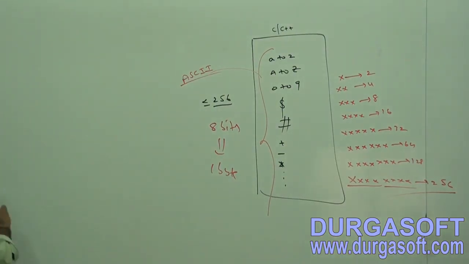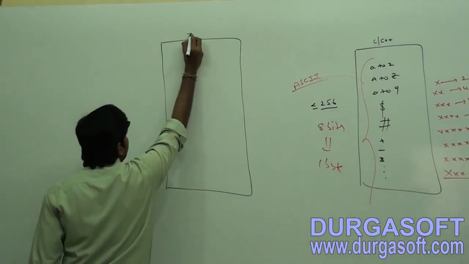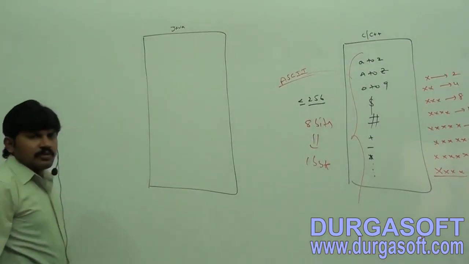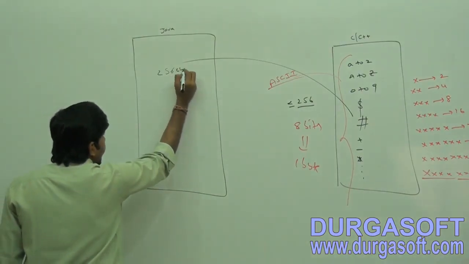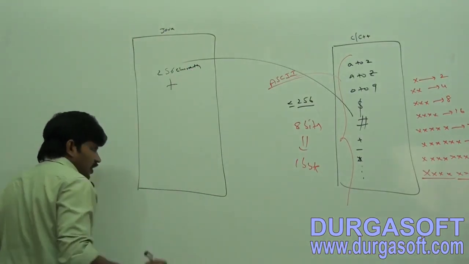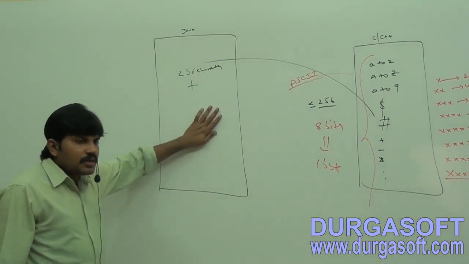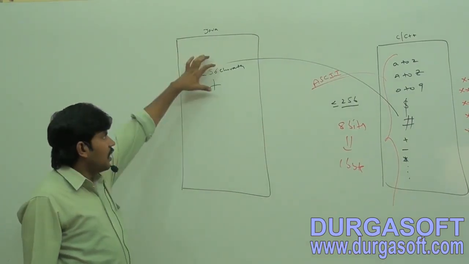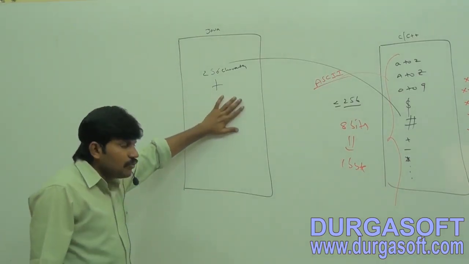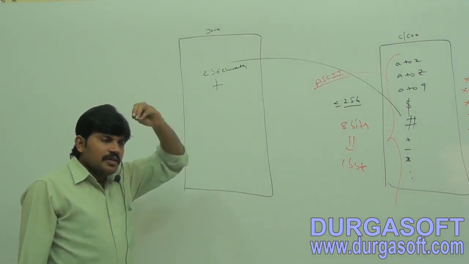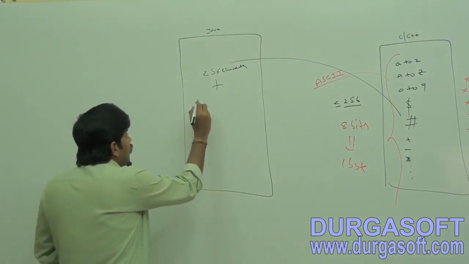Okay, let me consider Java. In a Java program, and now listen very carefully, all these 256 ASCII characters we can use. In addition to that, if you want, you can use any worldwide language alphabet symbols. For example, in a Java program, if you want, you can use Telugu alphabet symbols.